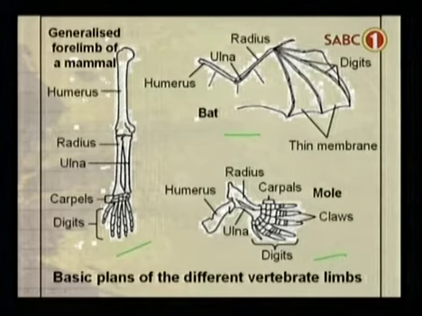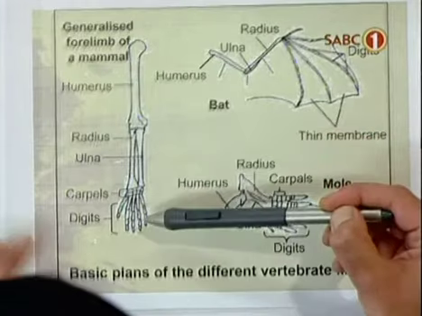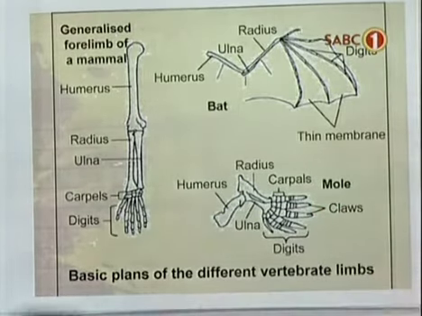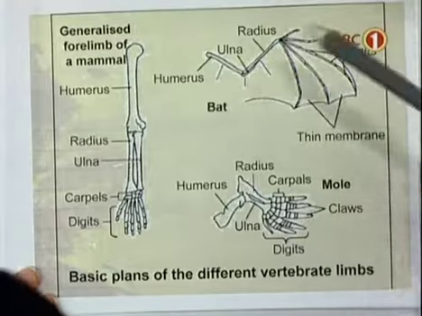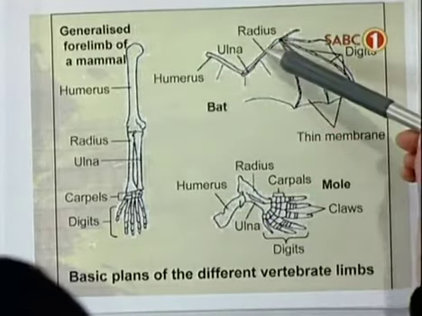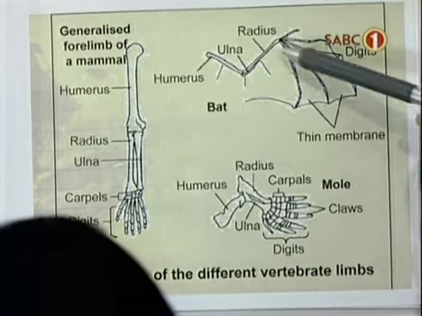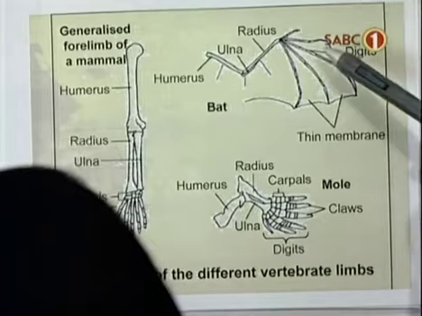Now, even though we can clearly see differences, if I look at our forearm with a long humerus, ulnar radius, and our phalanges over there, which are our fingers, which are designed for picking up things, moving things around, for using tools and these sorts of things. If I look here at my bat, I still see a humerus, ulnar radius. But in this particular case, the finger bones, or the phalanges, have become very long, thin, and light.